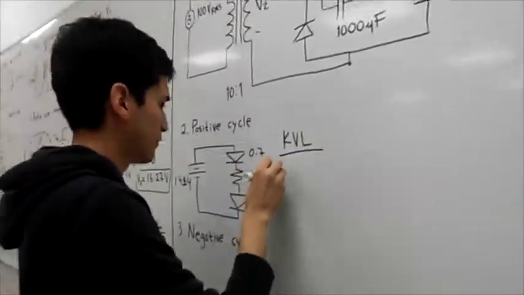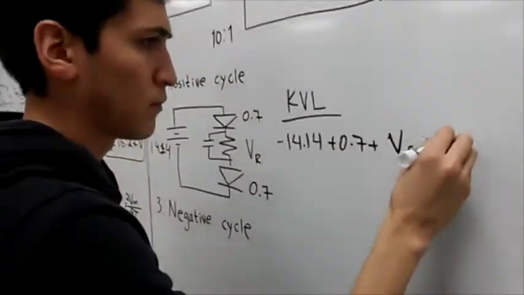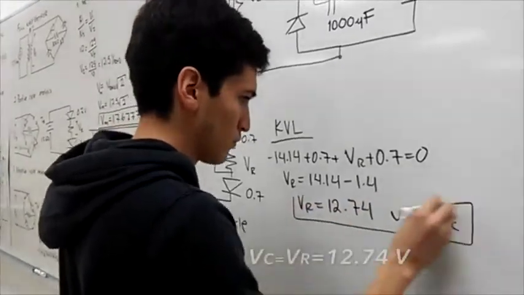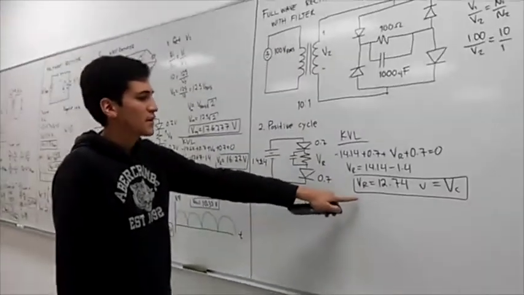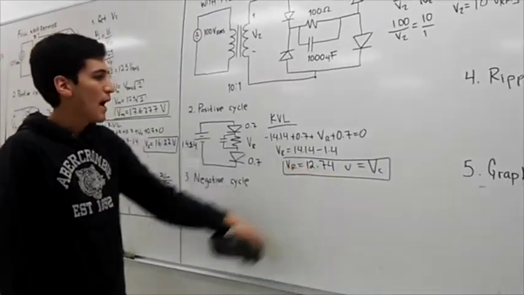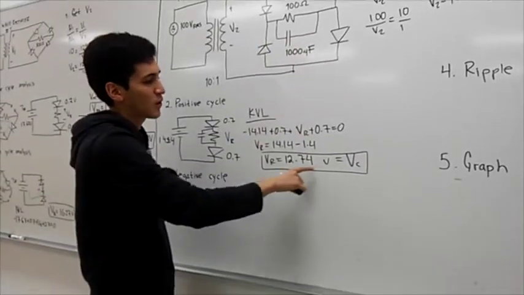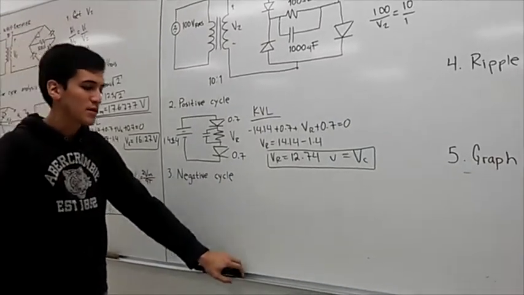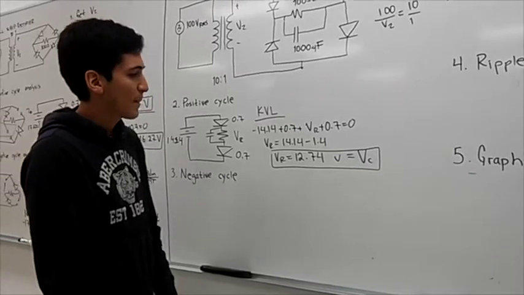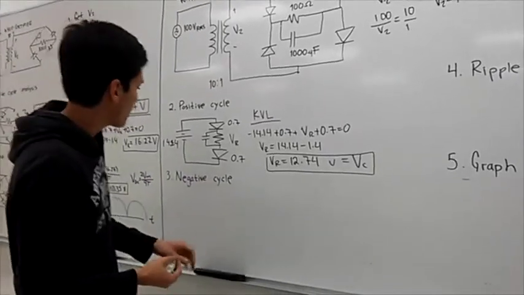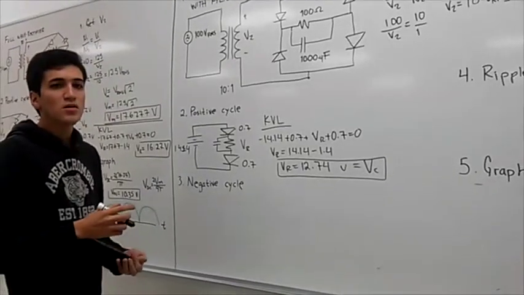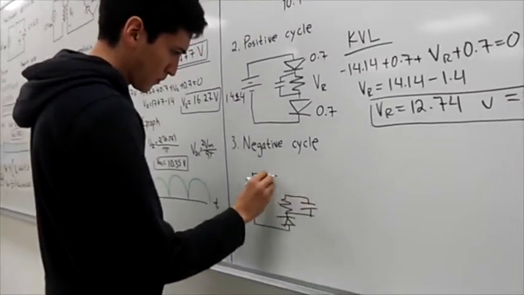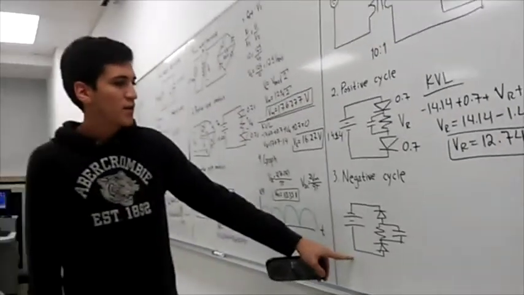Now we are going to make our positive cycle. We're going to make KVL. With KVL, we get that our voltage at the resistor is 12.74 volts, and because it is in parallel with the capacitor, the capacitor will also have 12.74 volts. As you may remember from a circuit analysis course, the capacitor is going to discharge over time. So when we have the negative cycle, our capacitor is going to be supplying a voltage. This is going to be our circuit in the negative cycle.